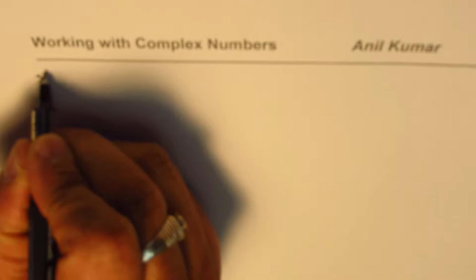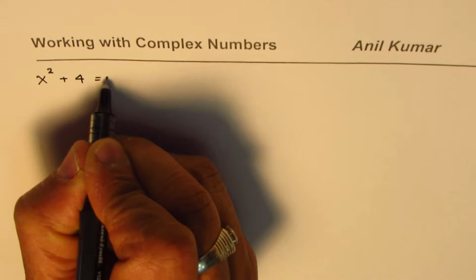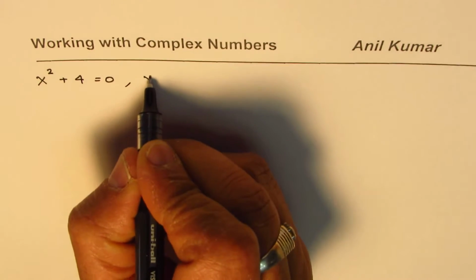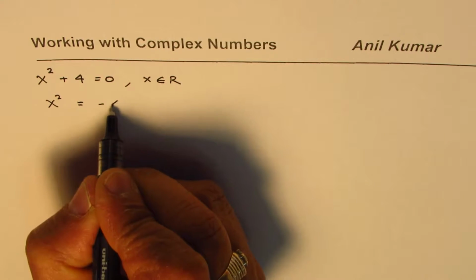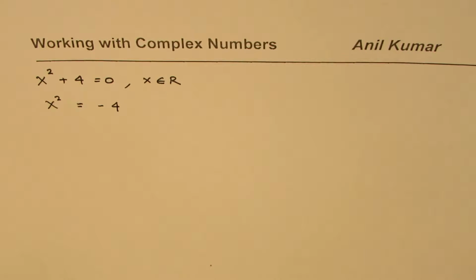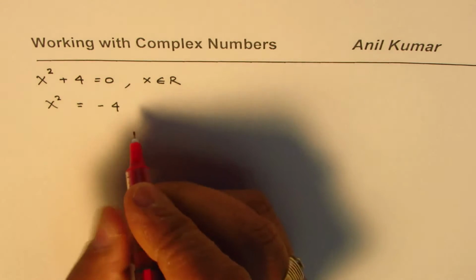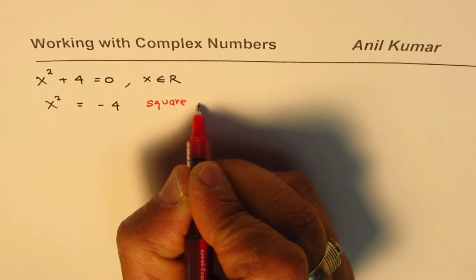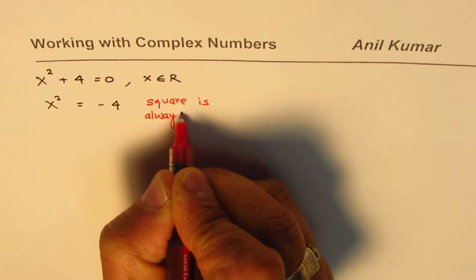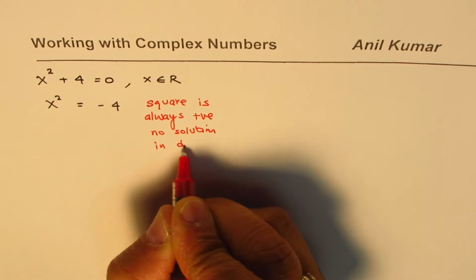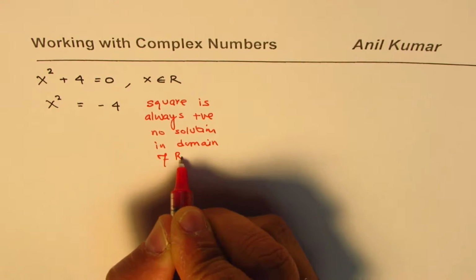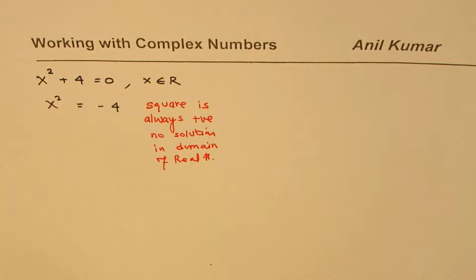We had been working with quadratic equations like x squared plus 4 equals 0. Now whenever you get such an equation, you say that this equation does not have a solution, especially when we say x belongs to real numbers, right? Because when you rearrange, you get x squared equals minus 4, and we know that in the domain of real numbers, square is always positive. So we say no solution in the domain of real numbers. That is what we had always said till now.